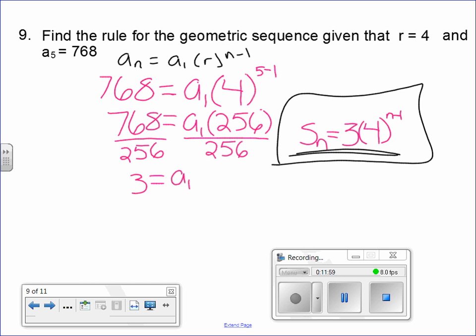AN ended up being the 768. N ended up being the 5. And then R we were given, which is a nice gift. So it went in there. 4 to the 4th calculates out to 256. Divide both sides by 256, and you'll get your 3. So that's good. Any questions? You guys did much better on number 9 than number 8.